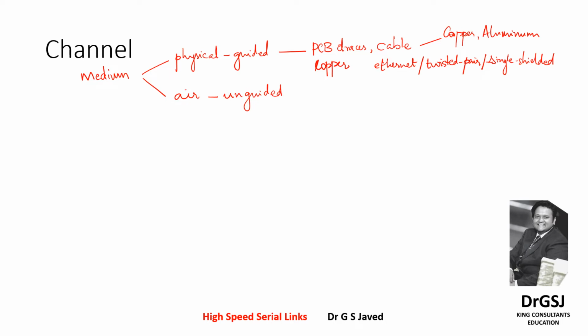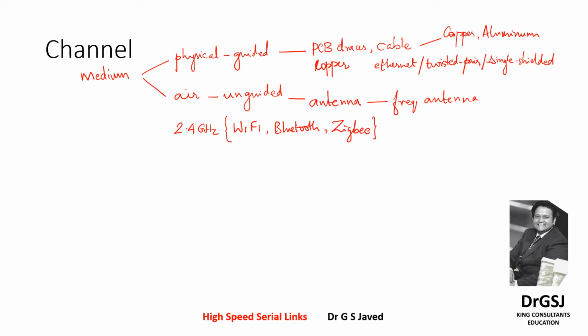The air are unguided. How is this done? These are done using antenna. So you need to understand what is an antenna and the various frequency ranges that these antennas are operating at, and they are used to send the data. And this is possible, and the common ones that we see in our daily life are the 2.4 gigahertz band where we have Wi-Fi, Bluetooth, other communications like Zigbee, etc.